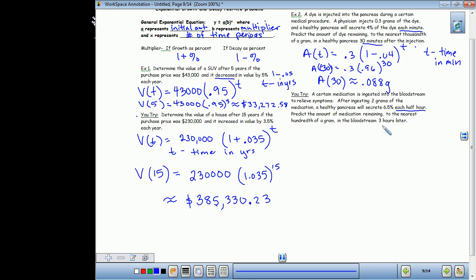It's half hour. So you have to be careful about what you let t represent. It has to be like half an hour. Wait, so you multiply. Would it be like times two? It'd be 180. Do you just multiply the 30 by 6? Yeah.